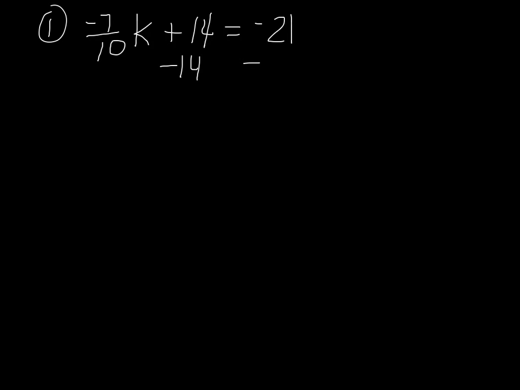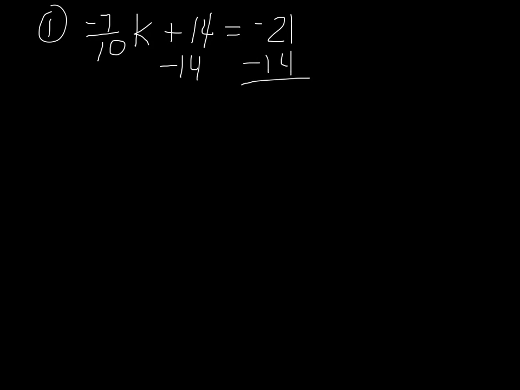All right, our first new problem is negative 7/10 k plus 14 equals negative 21. Okay, we always have to get rid of the number without the variable first. So let's subtract 14 from both sides.